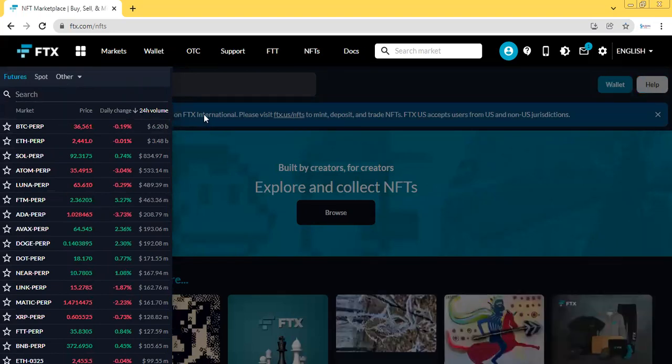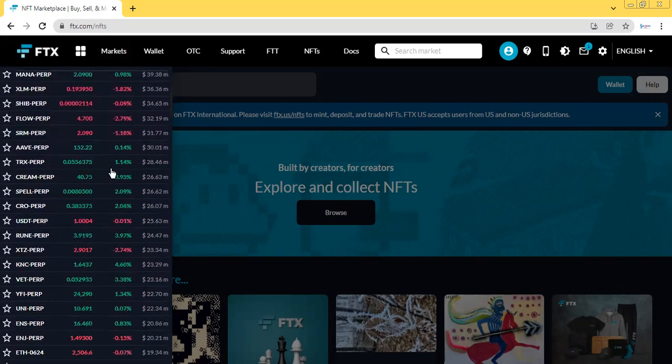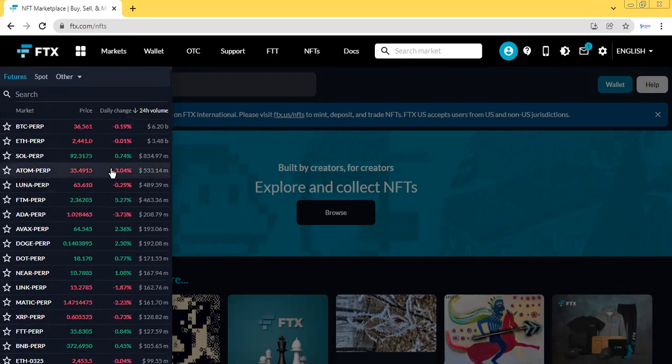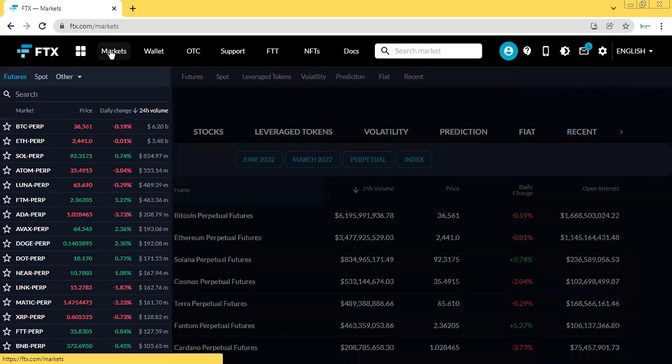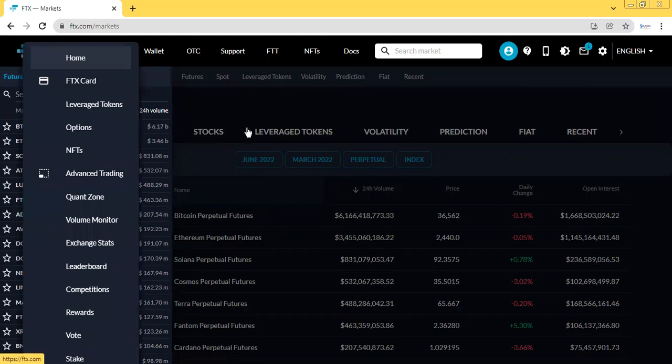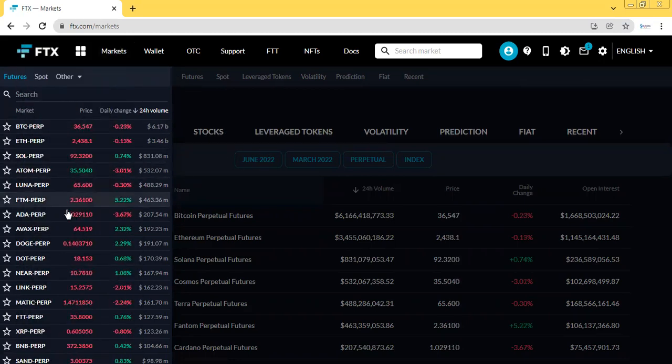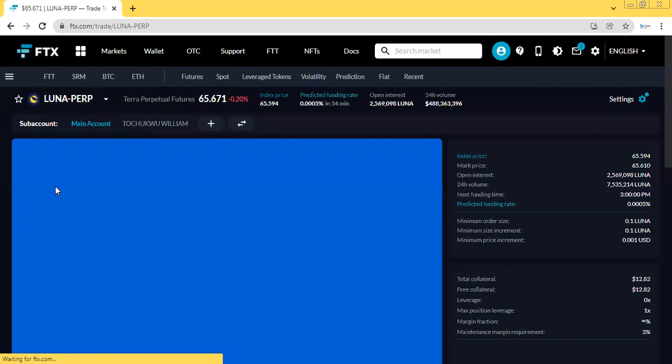Okay, you can also invest in this FTS. That is it. Okay, let me show you how to trade in FTS. This one I click market, so as to show us how to trade in FTS. Let me just choose one. Let me choose Luna perp. Let me show you how to trade in FTS.